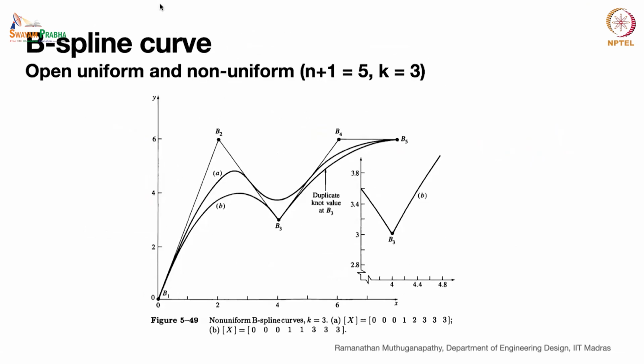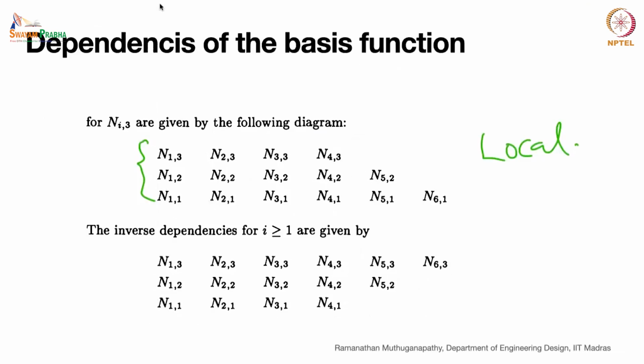Okay, maybe another quick question. Unlike the Bezier, this B-spline is not always differentiable at all points of the curve. Can that differentiability property also be shown? It is always shown to be C power k minus 2 continuous.